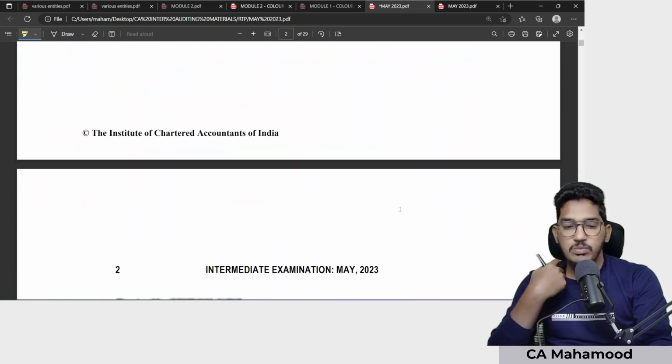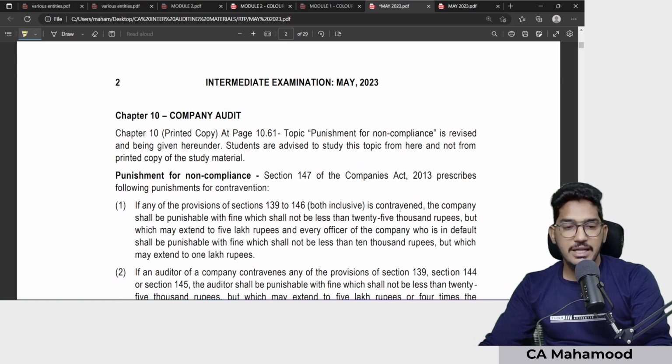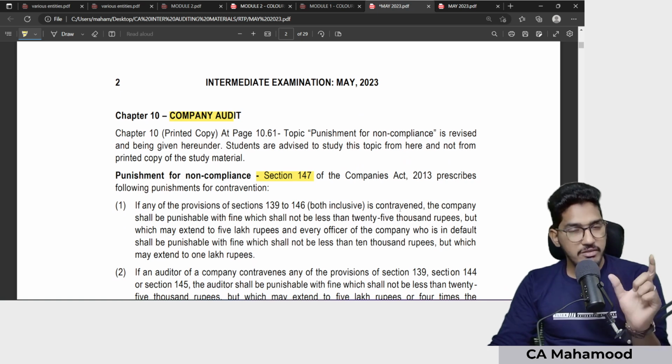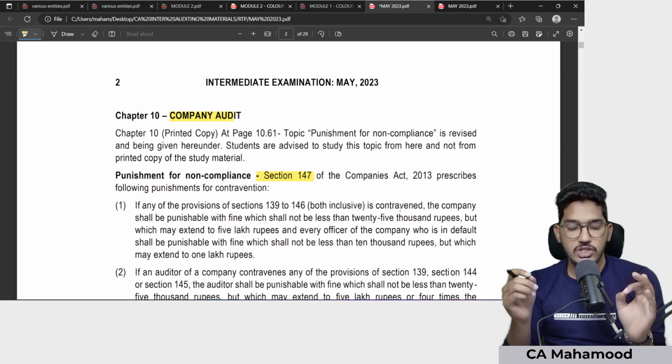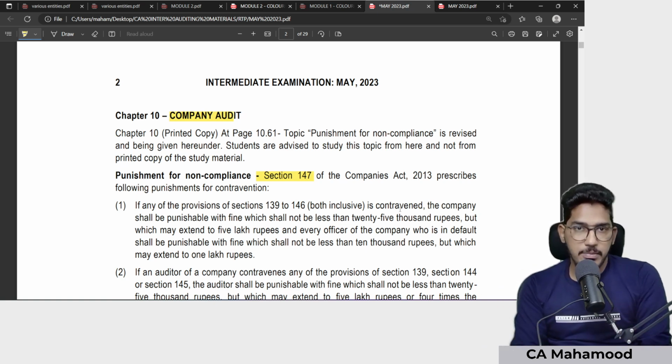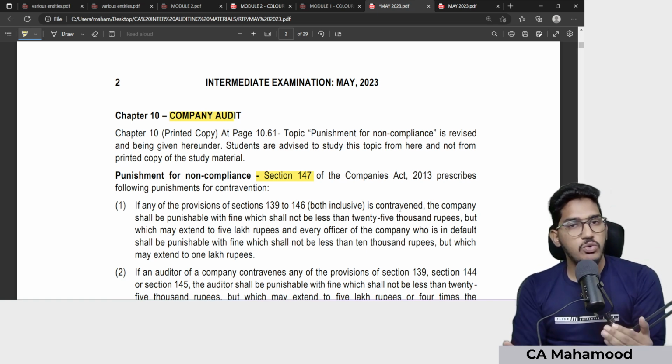So this is one academic update given regarding issue of shares at a discount. One more academic update has also been given relating to the company audit chapter, when it comes to section 147 of the Companies Act. Section 147 of the Companies Act is actually the section talking about penalty related matters. As we have seen in the company audit chapter, there are so many sections of the Companies Act talking about how to do a company audit.